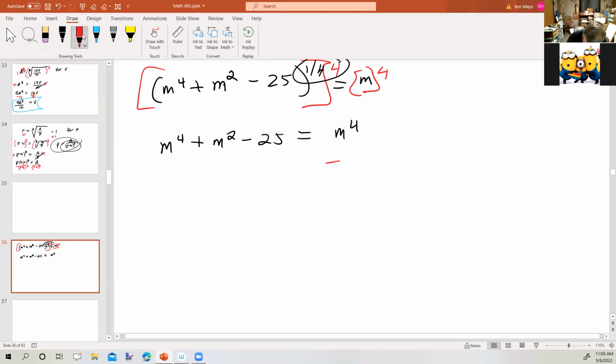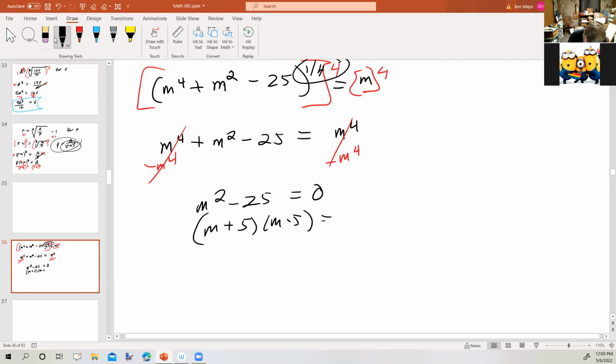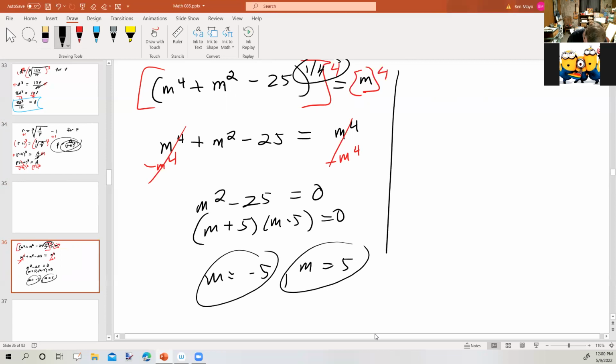Okay, I'm going to subtract m to the 4th from both sides. So now I've got m squared minus 25 equals 0. That's the difference of 2 squares. So m equals -5, m equals +5. Let's check our work. So we'll put -5 in. -5, the quantity to the 4th power, plus -5, the quantity squared, minus 25, the whole thing to the 1/4 power equals -5.